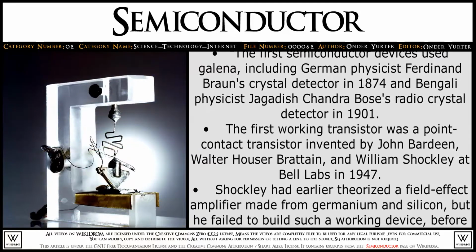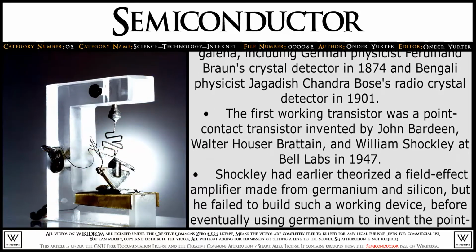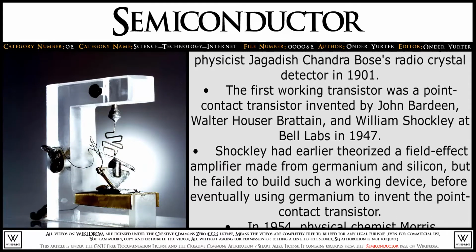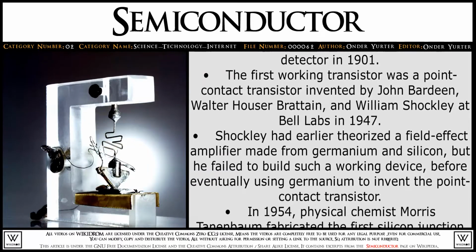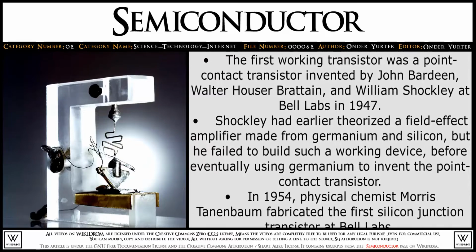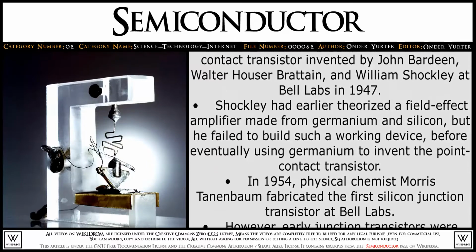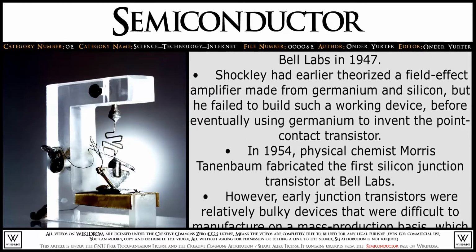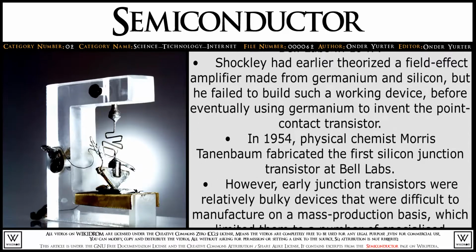The first working transistor was a point-contact transistor invented by John Bardeen, Walter Houser Brattain, and William Shockley at Bell Labs in 1947. Shockley had earlier theorized a field effect amplifier made from germanium and silicon, but he failed to build such a working device, before eventually using germanium to invent the point-contact transistor.